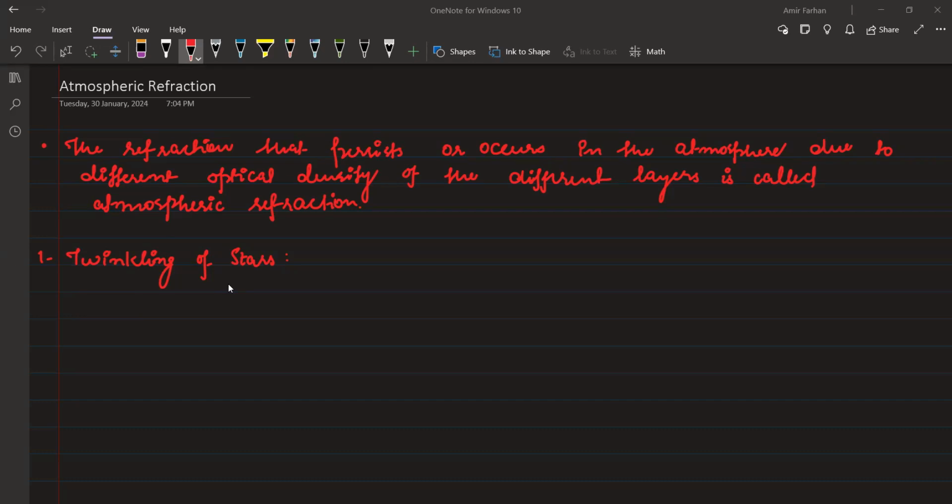Due to the difference in the optical densities, and because the distance between the Earth and the star is very large, the intensity of the stars changes continuously because of atmospheric refraction. It seems like the stars are twinkling, but actually they are stationary. They do not twinkle. The intensity of the star is constant, but due to atmospheric refraction, the stars appear to twinkle. This is a phenomenon. Am I clear?